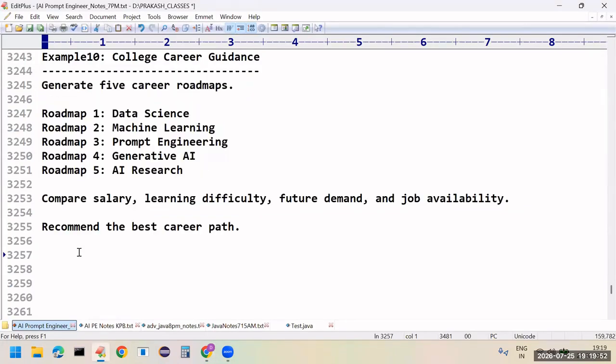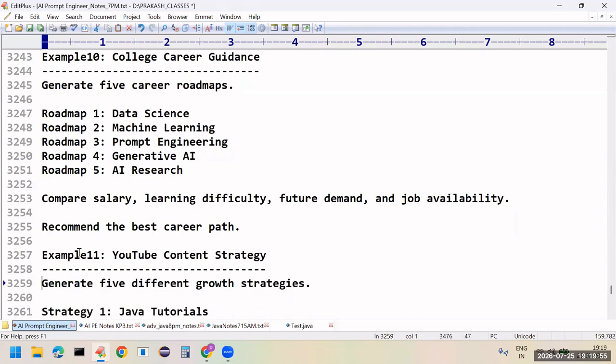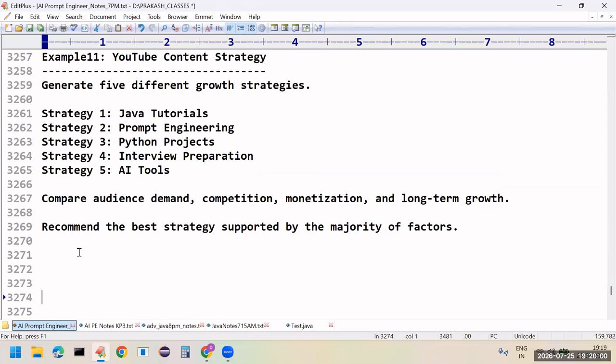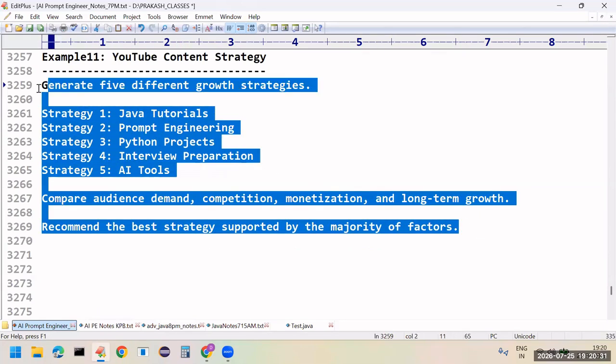Also compare salary. Now example 11. YouTube content strategy. Generate 5 different growth strategies. Sir, I'm running a YouTube channel. Strategy 1, Java tutorials. Strategy 2, prompt engineering. Strategy 3, Python projects. Strategy 4, interview preparation. Strategy 5, AI tools. Compare the audience demand, competition, monetization, and long-term growth. Recommend the best strategy supported by the majority of the factors.